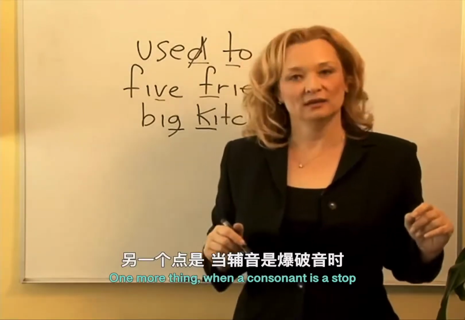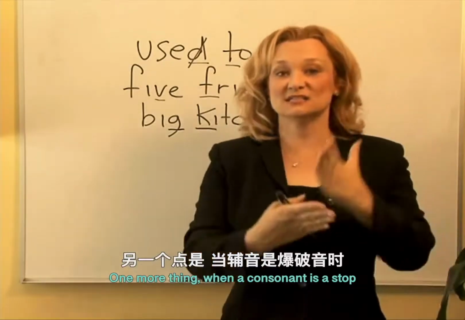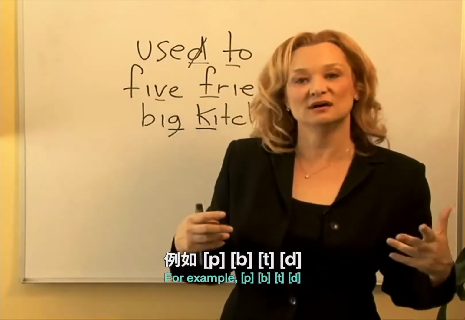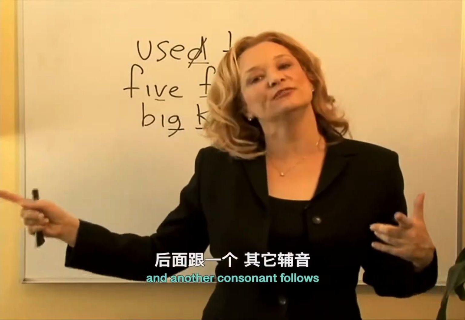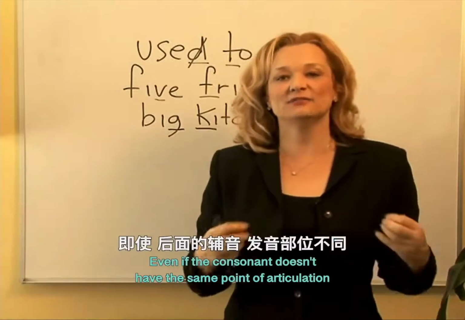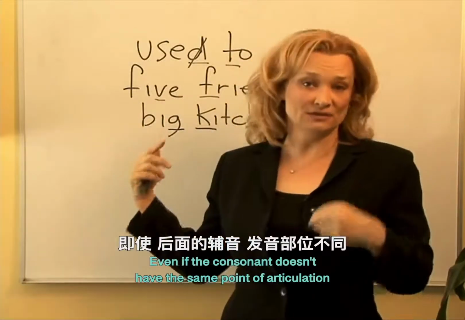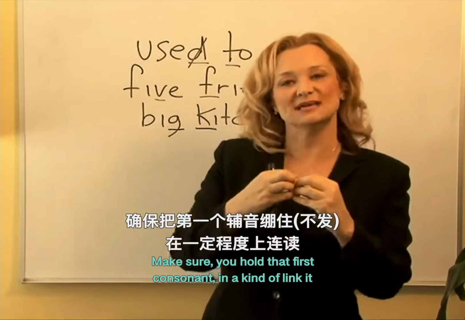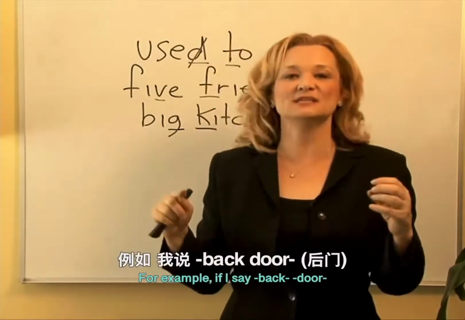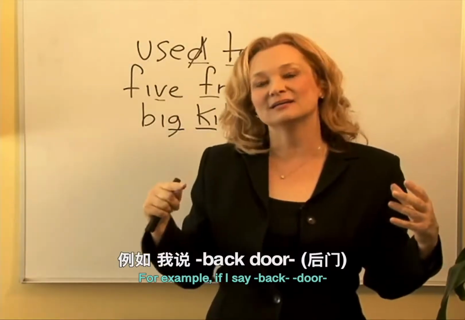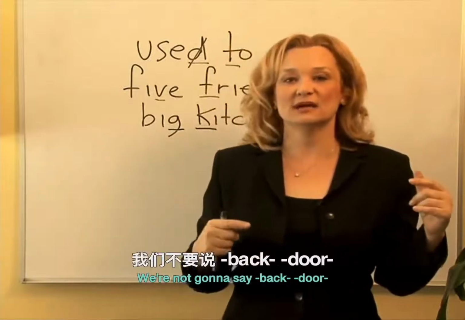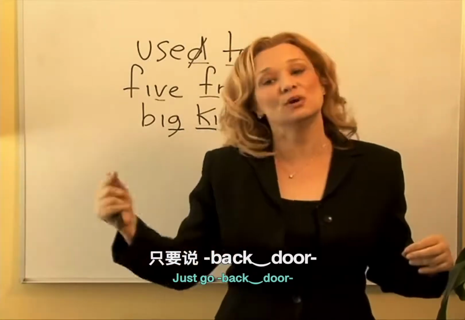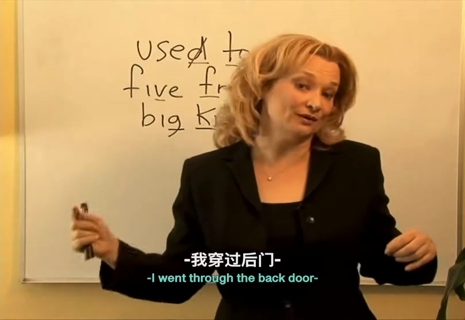One more thing. When a consonant is a stop, for example, p, b, t, d, and another consonant follows, even if the consonant doesn't have the same point of articulation, make sure you hold that first consonant and kind of link it. For example, if I say back door, we're not going to say back door. Don't release that k. Just go back door. I went through the back door.